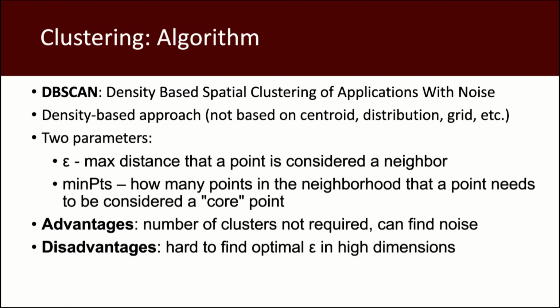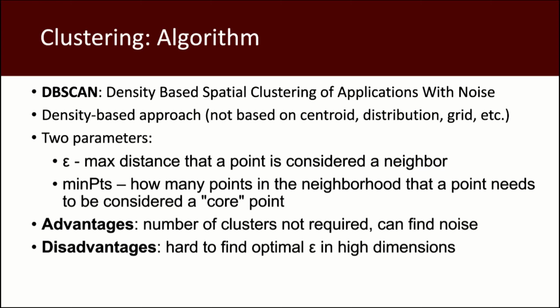The algorithm we're using for clustering is called DBSCAN. It's the density-based spatial clustering of applications with noise. It's a density-based approach, so it's not based on centroid, distribution, or grid algorithms. And it takes 2 parameters. Epsilon is the maximum distance that a point needs to be considered a neighbor of another point. Min points is how many points in that neighborhood a point needs to be considered a core point.